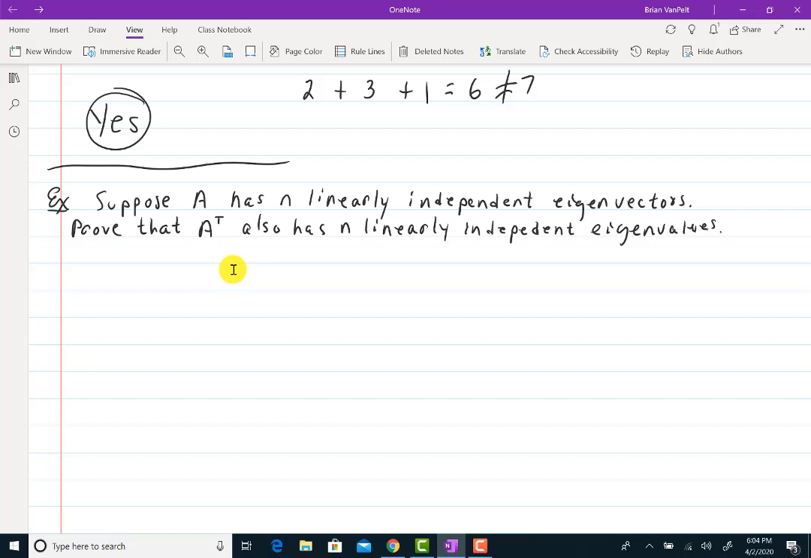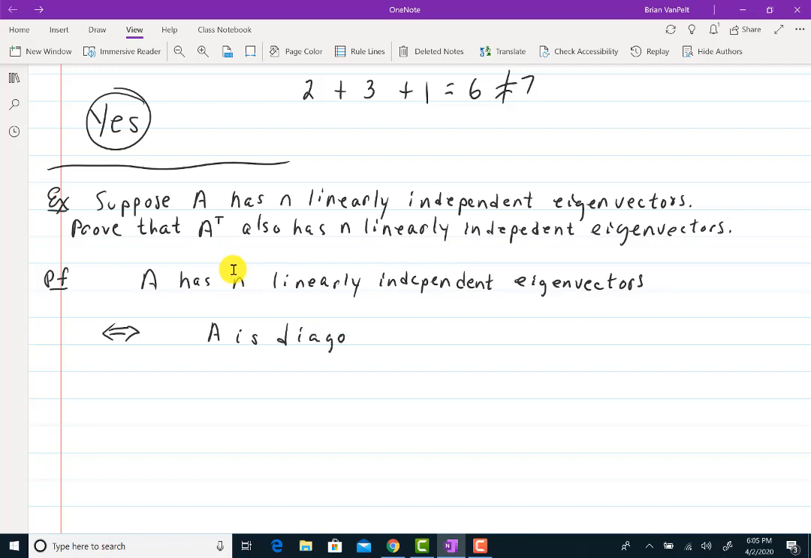So here's how we do this. For the proof of this, we have A has n linearly independent eigenvectors. And I said, I keep doing this myself. You got to be careful. Make sure that you use vectors when you're talking about linear independence. It doesn't make sense for eigenvalues to be linearly independent. So first, A has n linearly independent eigenvectors. I'll use this notation. This is the same as if and only if A is diagonalizable. That was the first theorem in this section, I believe, that we did.